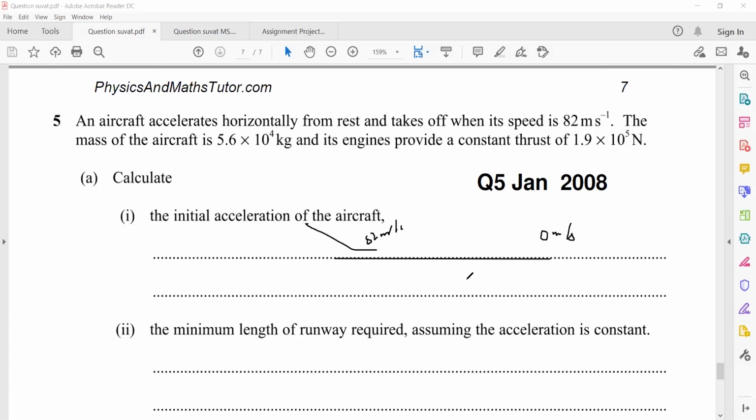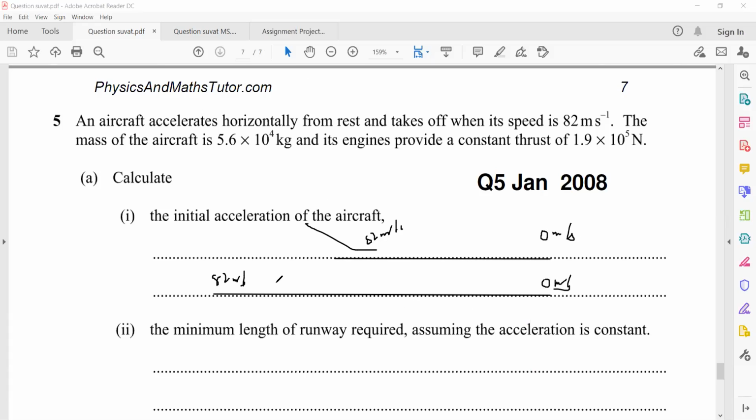But because air resistance is acting, the acceleration decreases, or the change in velocity decreases. So it will take a longer time to reach 82 meters per second. As it will take a longer time to reach 82 meters per second due to smaller acceleration, we need a longer runway for that.